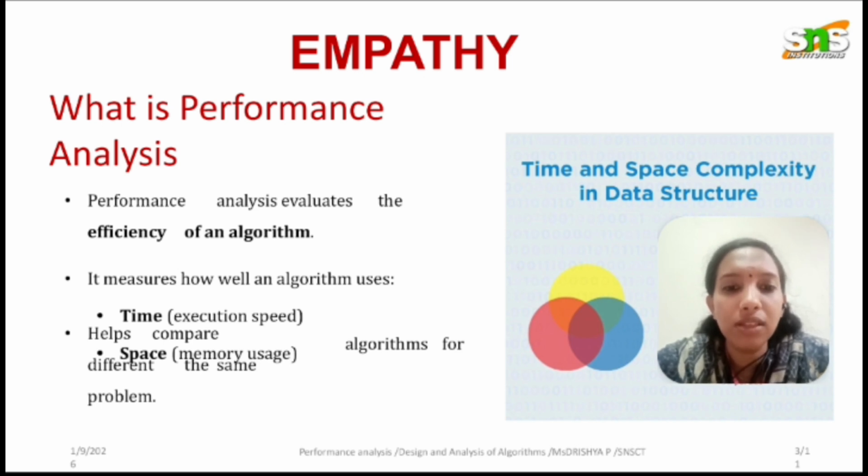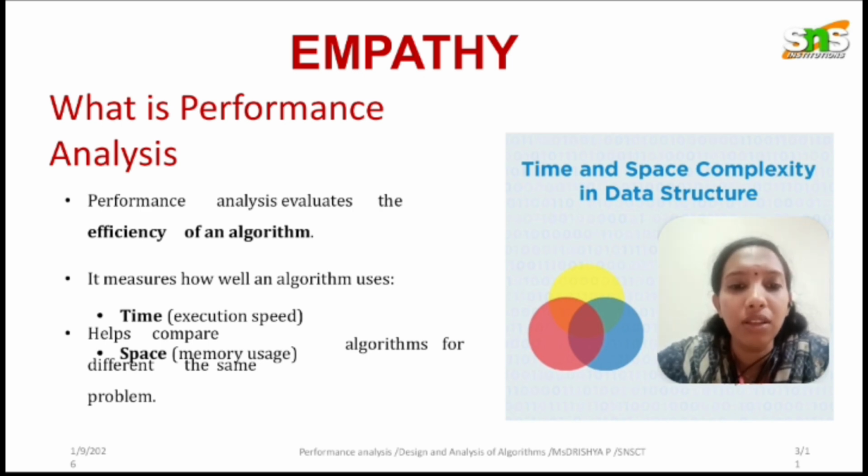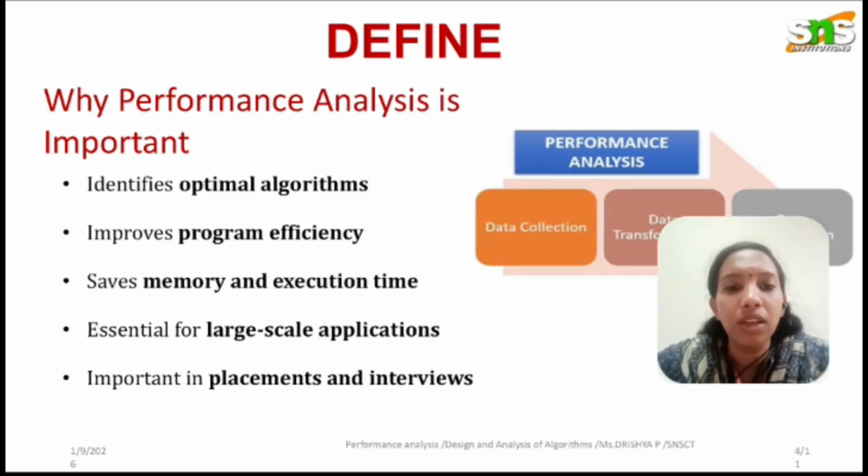Time complexity is the execution speed: how the algorithm is executed and what the speed of execution is. Space complexity is the usage of memory. Okay, that is space and time complexity.